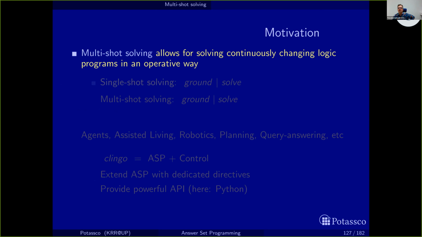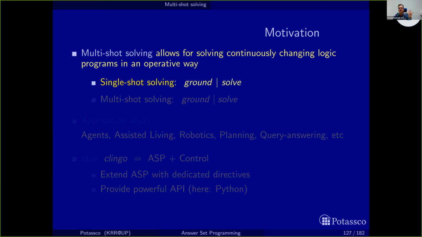So anyway, multi-shot solving allows for solving continuously changing logic programs in an operative way. What operative means is you create a solver object. This solver keeps running. You send logic programs to it. You may want to remove rules, and you interact with this guy, right? And this solver keeps running. That's more or less the idea.